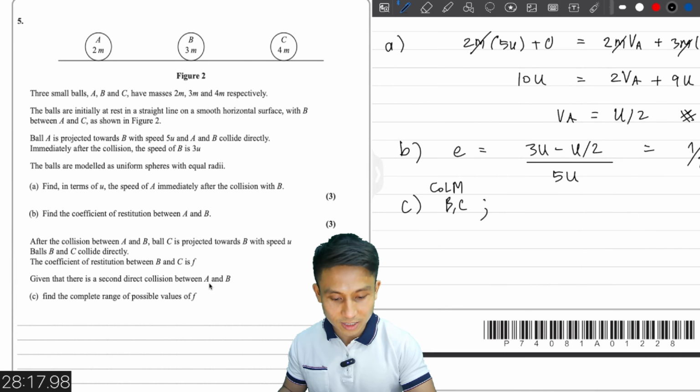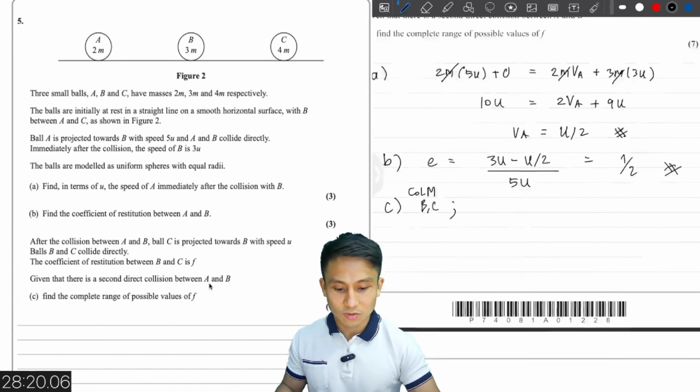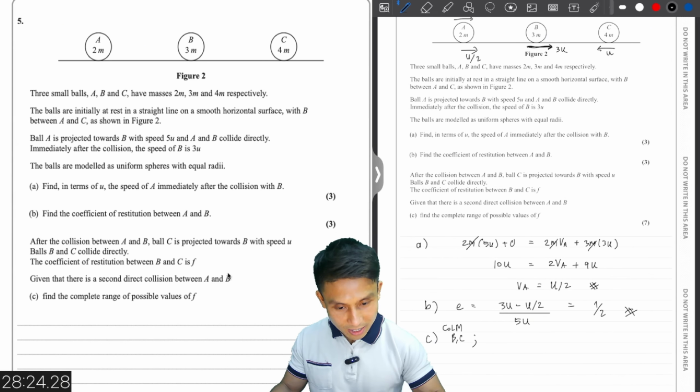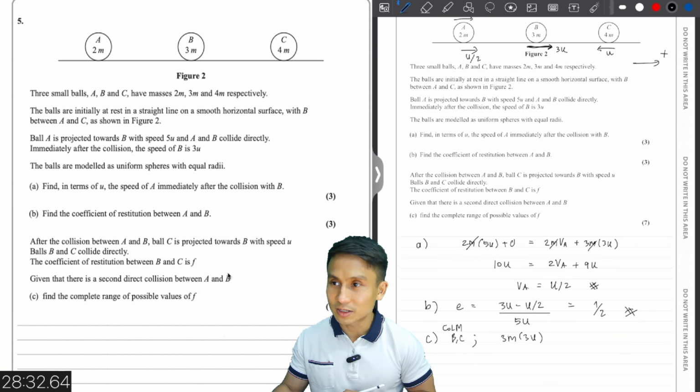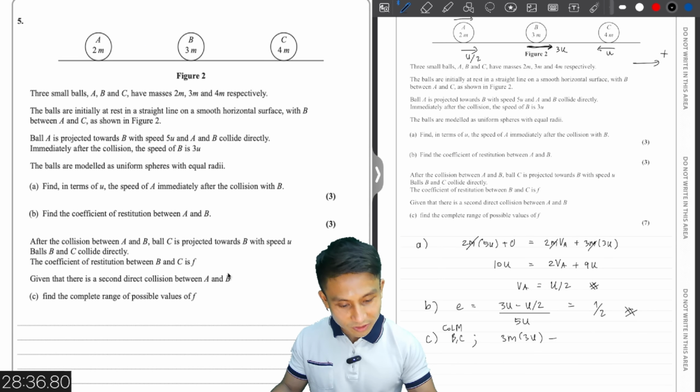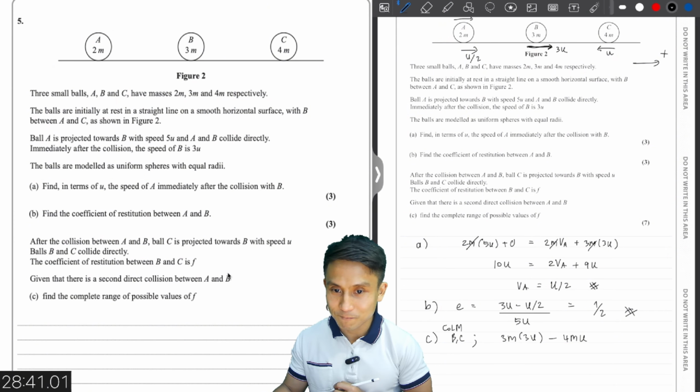Conservation of linear momentum, B and C. Looking at the diagram here, let's do positive rightward again. From B we have 3m times 3u now, that's when B and C will meet, minus, because now C is moving to the left, 4m times u from the C.